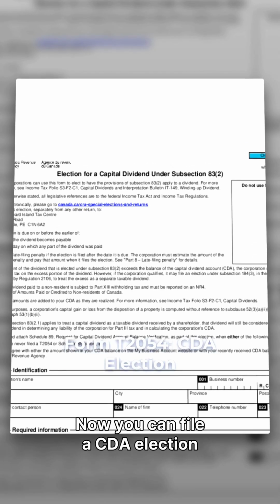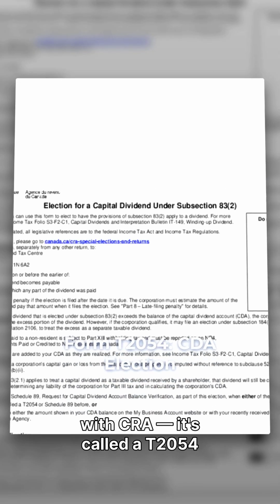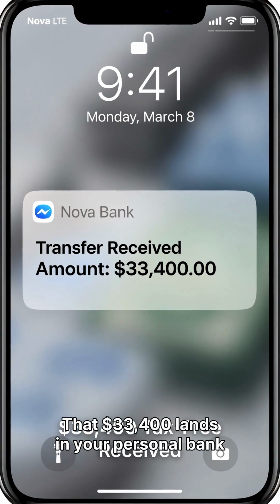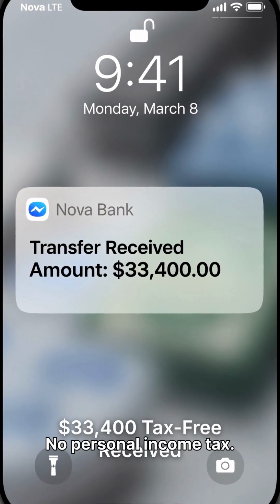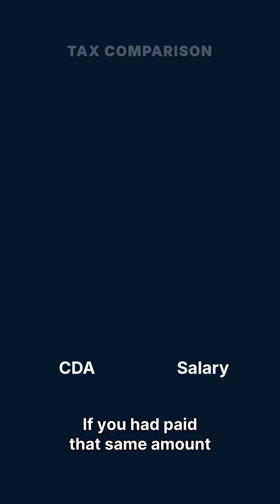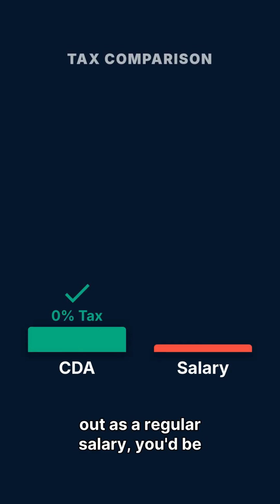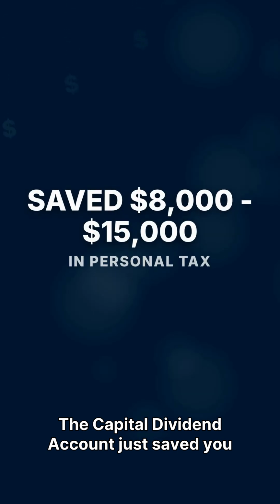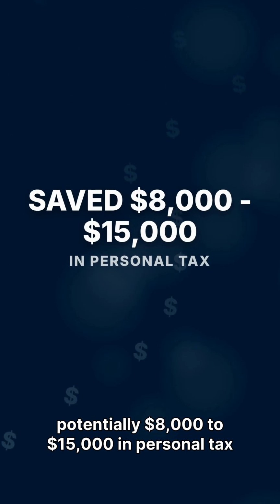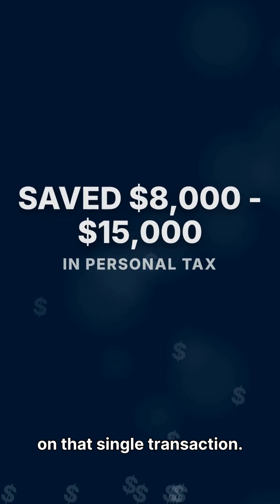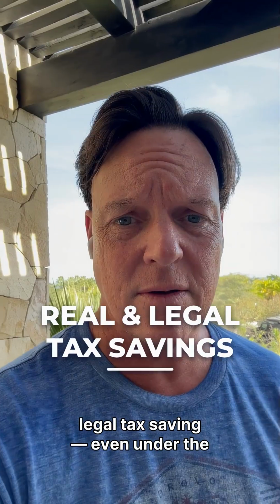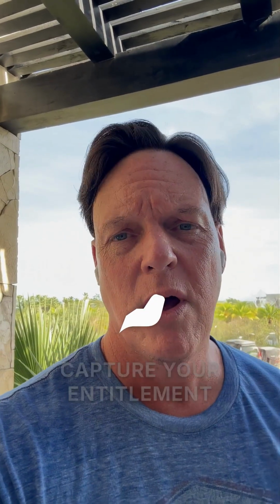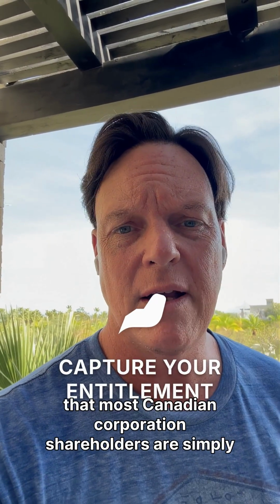Now you can file a CDA election with CRA. It's called a T2054, and pay yourself a capital dividend of $33,400. That $33,400 lands in your personal bank account, tax-free, no personal income tax, no dividend tax, nothing. If you had paid that same amount out as a regular salary, you'd be paying between 25% and 45% in personal tax. The Capital Dividend Account just saved you potentially $8,000 to $15,000 in personal tax on that single transaction. That is still a very real, material, legal tax saving, even under the higher inclusion rate. And it's money you're legally entitled to that most Canadian corporation shareholders are simply not capturing.